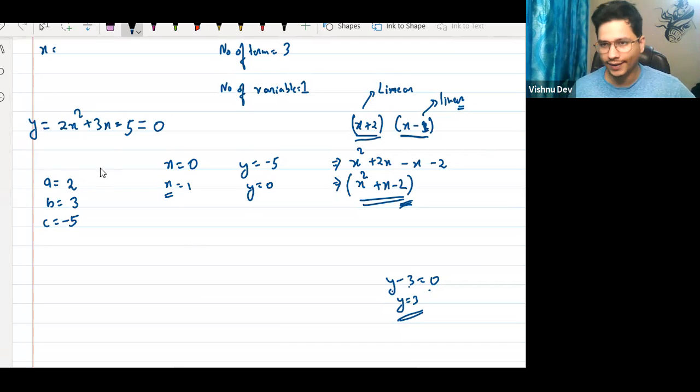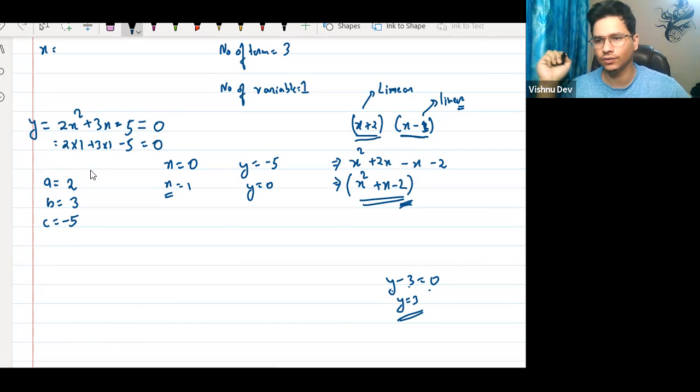Yes or no? Right? So if I put x is equal to 1 here, 2 into 1 plus 3 into 1 minus 5 is equal to 0. So is 1 satisfying this equation? Yes or no? Yes, sir. Right. So can I say, sir, x is equal to 1 is one solution? Yes, sir. Very good. So I can say x is equal to 1 is one solution.